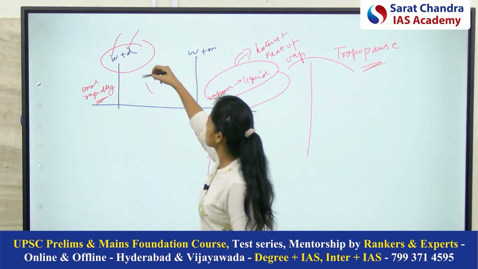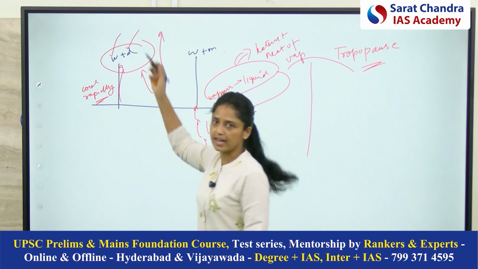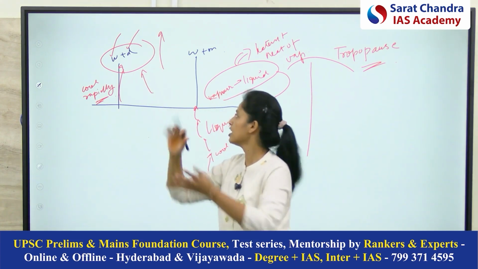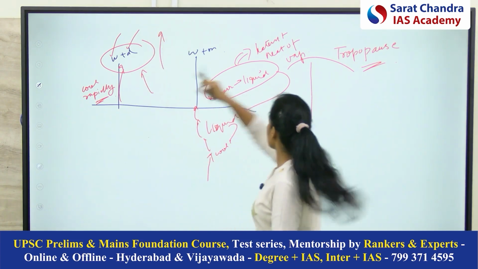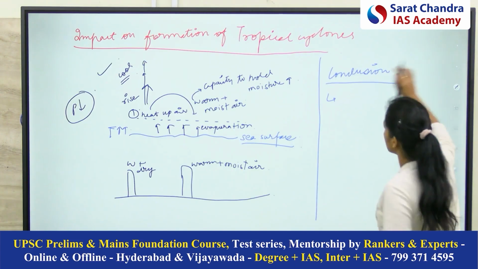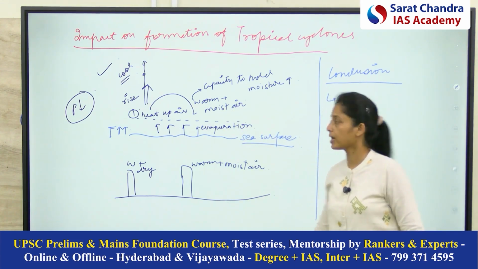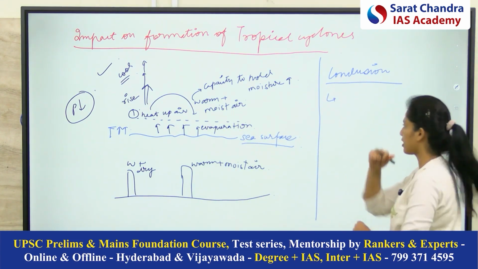Because there is no extra energy to pull the air upward. As the dry air rises, it cools, and when the air cools, it becomes heavy, so it can't rise above that. But the same thing can't happen here because of the latent heat of vaporization. So all these things are the result of the sea surface temperature. Okay, so now we will note down all the points.